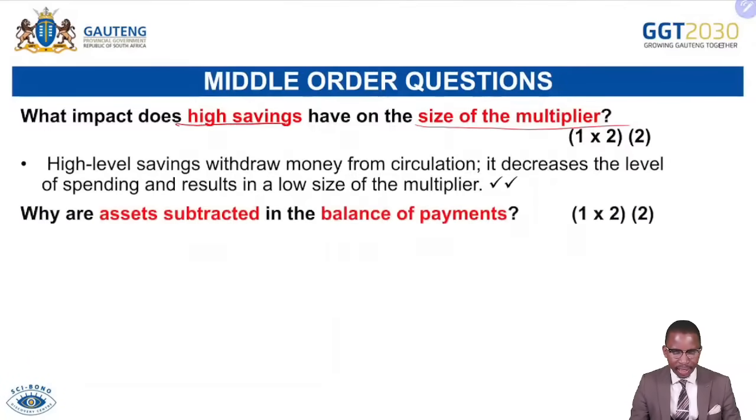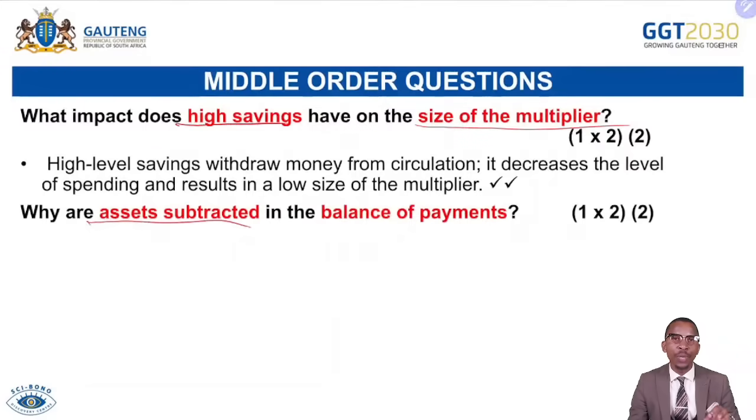Why are assets subtracted in the balance of payments? So we go straight to the BOP foreign exchange markets now. Remember, when we are dealing with the capital transfer account and financial account, we deal with assets and liabilities. So we normally subtract assets and add liabilities. So why are the assets subtracted on the BOP?